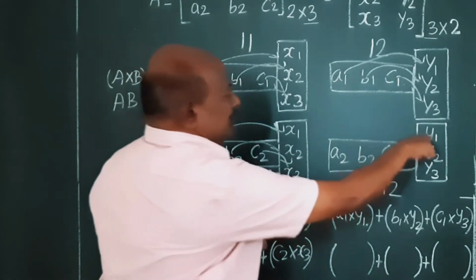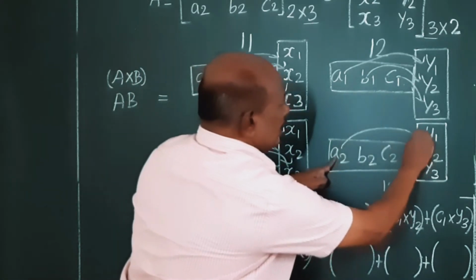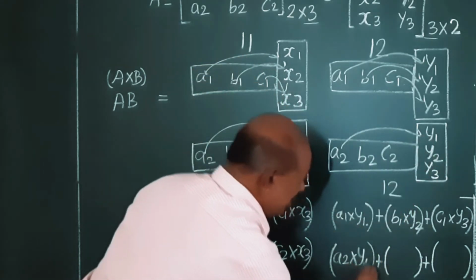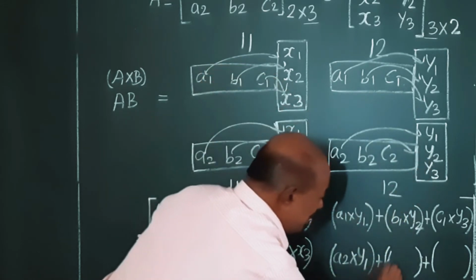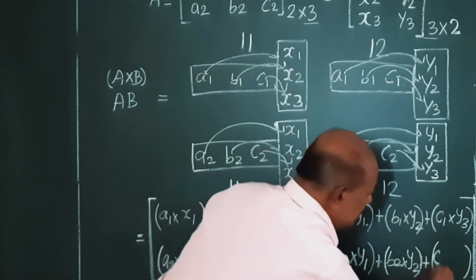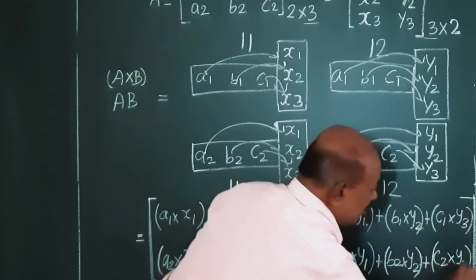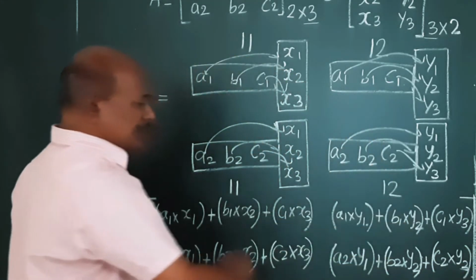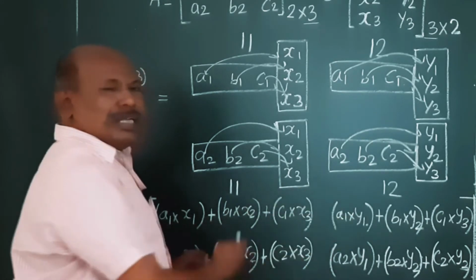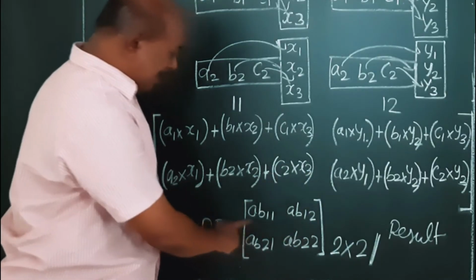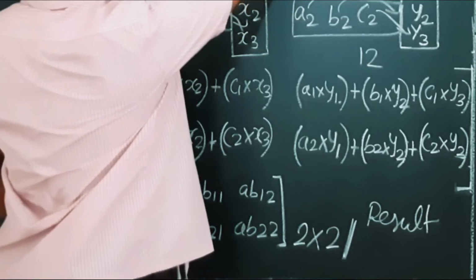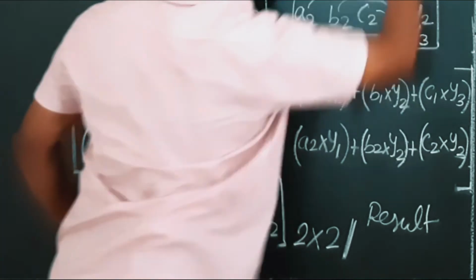Now, the second row, second column. Here the corresponding elements should be taken: A2 into y1, B2 into y2, then C2 into y3. That is the way of multiplication. You have to add all these products. Here the result will be AB, A into B. AB is a 2 by 2 matrix. Here the result will be a 2 by 2 matrix.